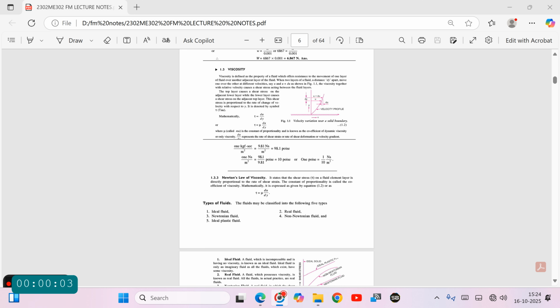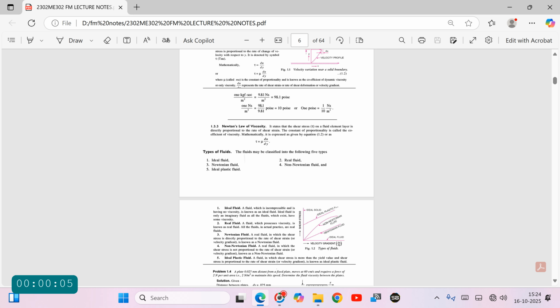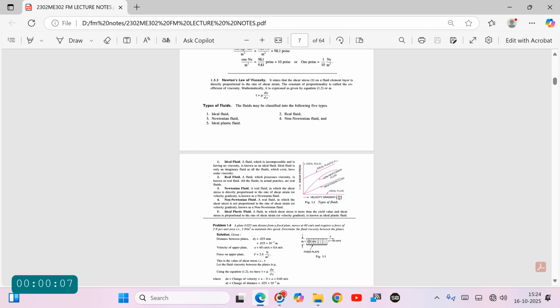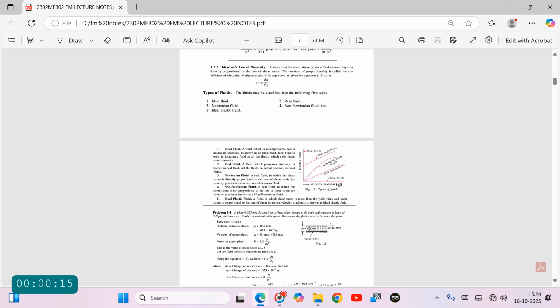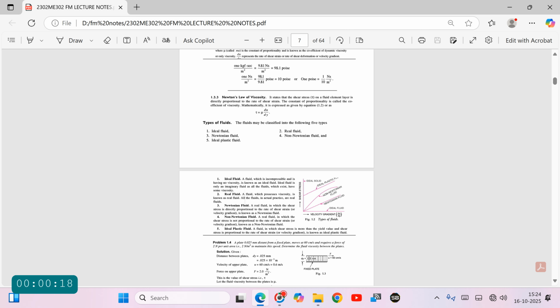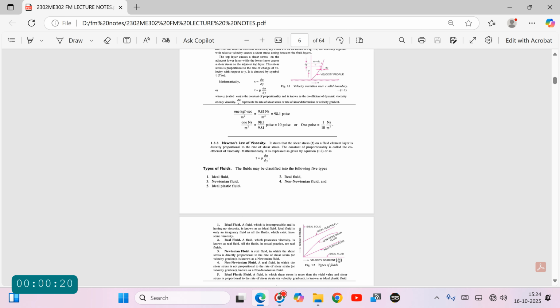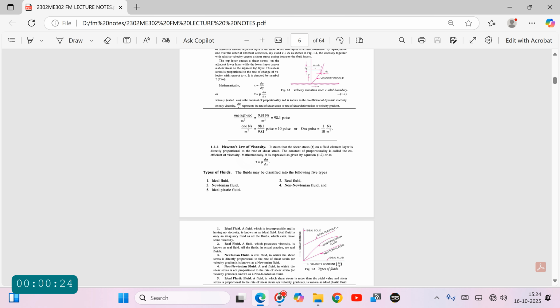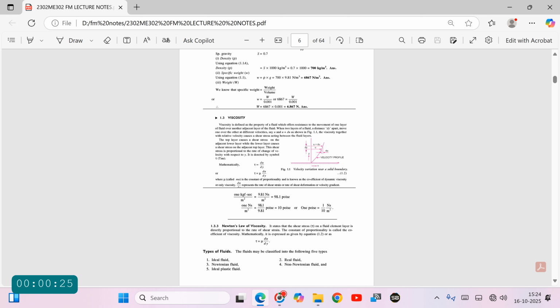Good afternoon, everyone. Last class we discussed the properties of fluid. Next, continuing with that, we are going to discuss viscosity. Viscosity is an important property, the resistance to flow. It's an important parameter. The resistance a fluid offers when it is flowing is called viscosity.